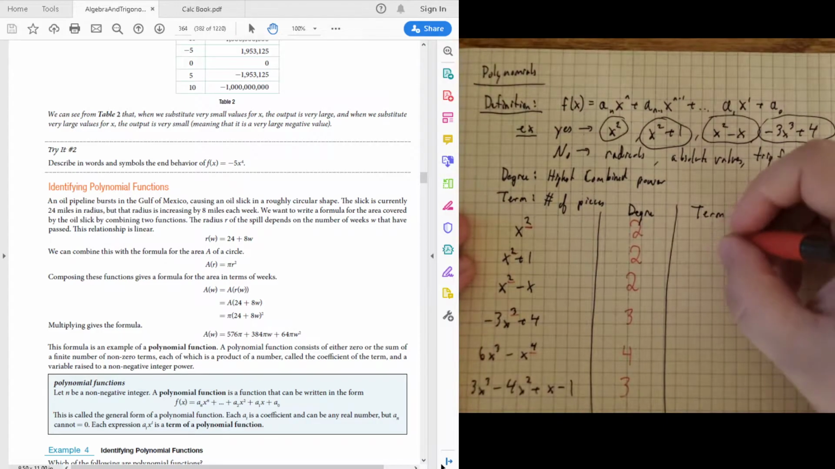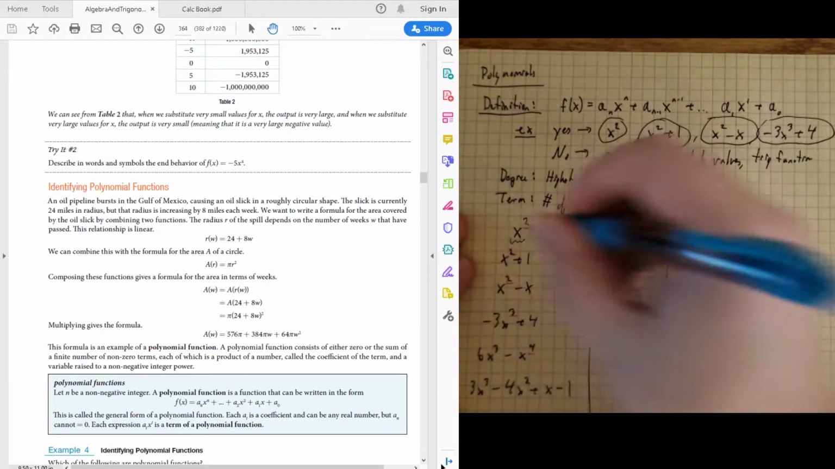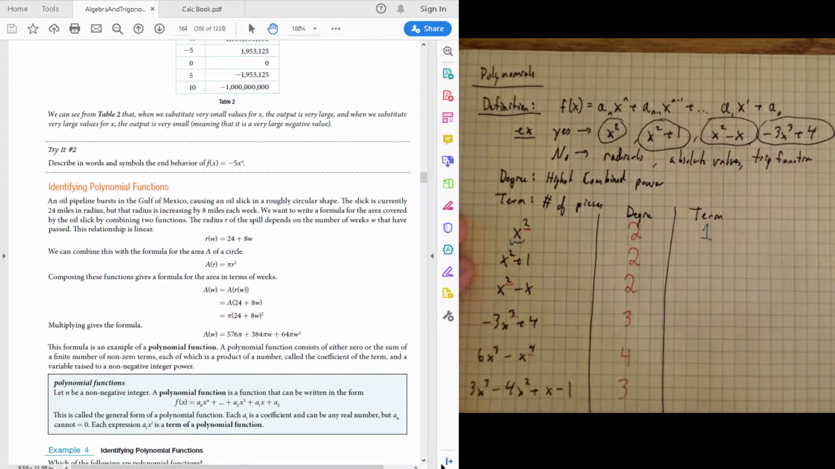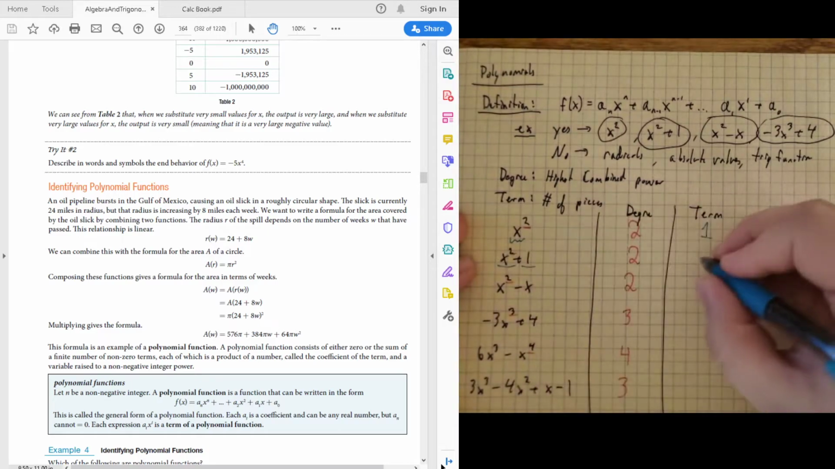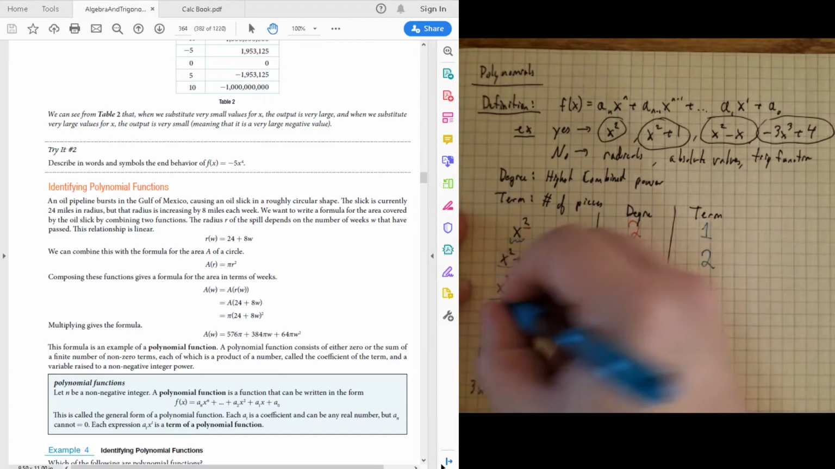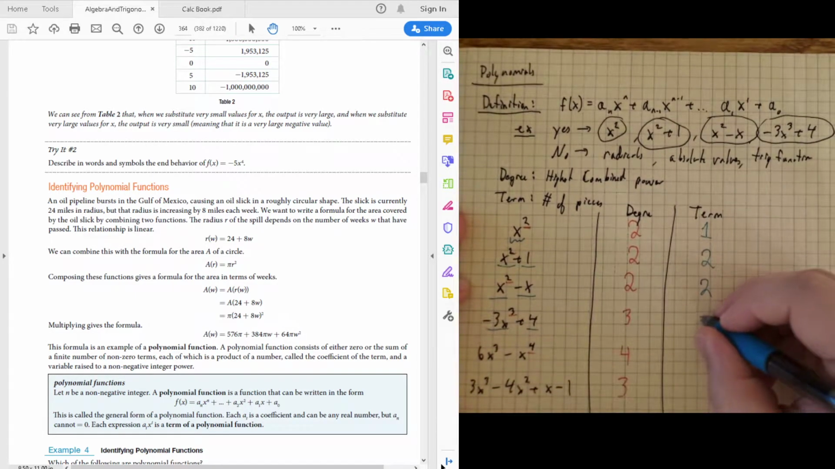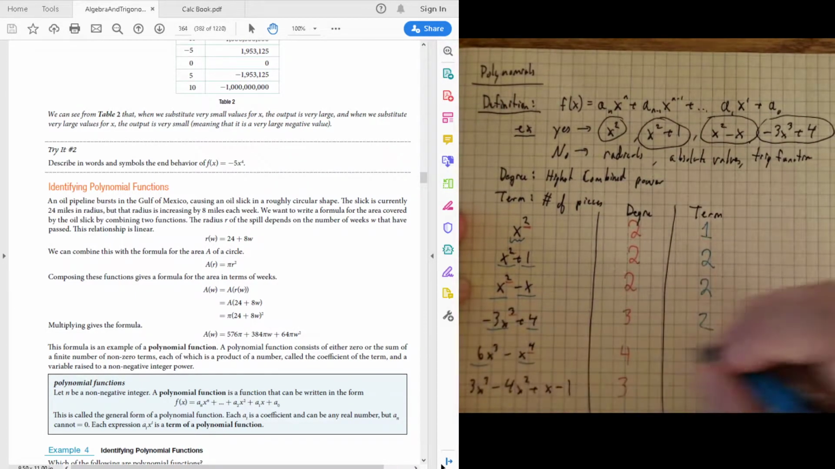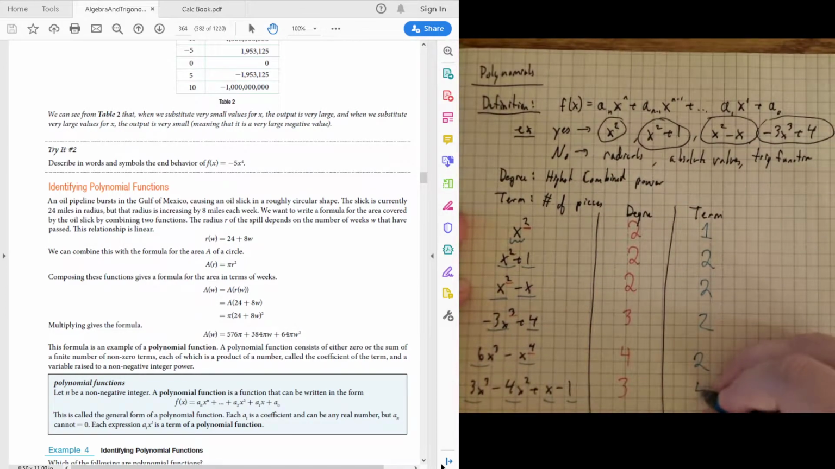Terms is how many of them. So in this case, this first one, there is one thing being added or subtracted. There's one term. This one, there are two things. So there are two terms. This one, two things, two terms. Two things, two terms. 1, 2, 3, 4 things, 4 terms.